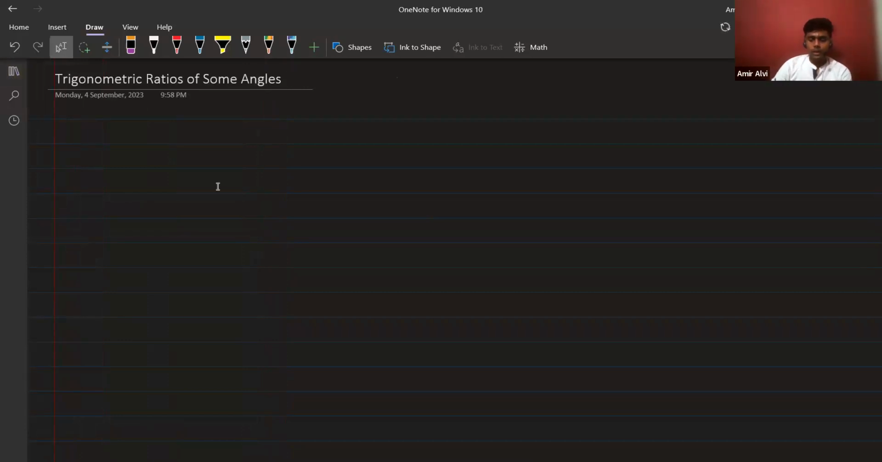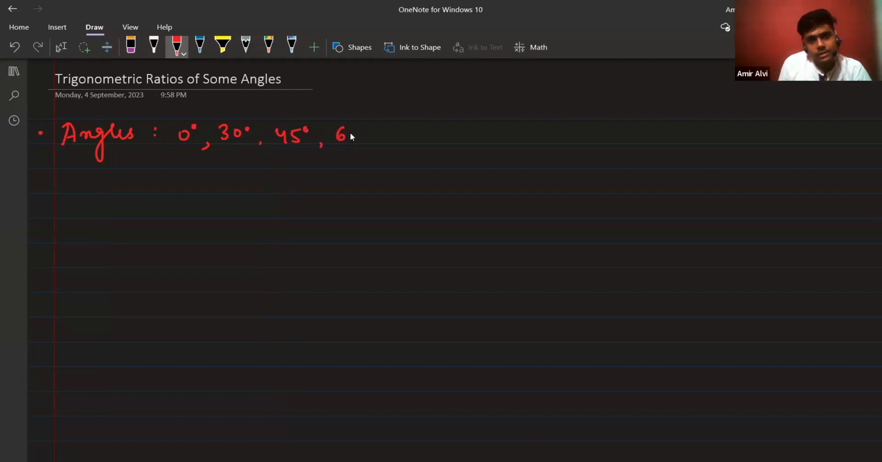Okay. So we have basically, let's write it down. One more thing. Angles which we are going to use very frequently. Angles. First will be 0 degree, then 30 degree, then 45 degree, then 60 degree, and 90 degree.